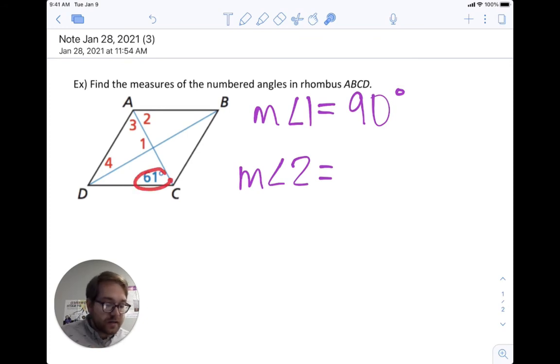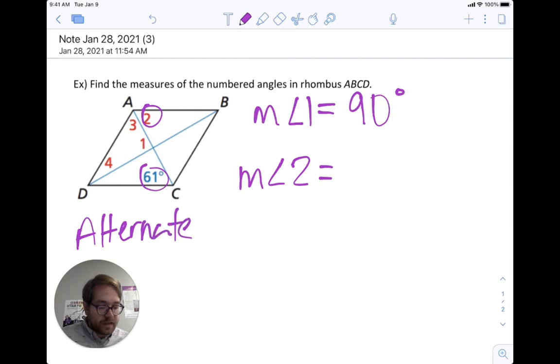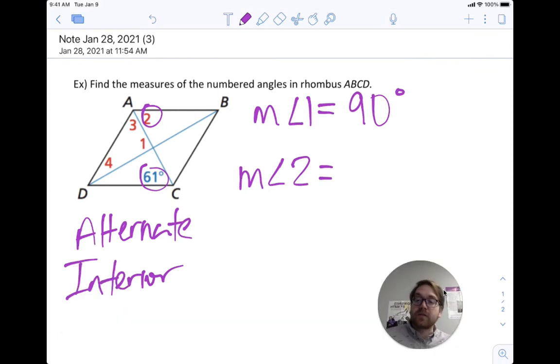So if this angle is 61 degrees and this angle 2, if you remember, those two are alternate interior angles to each other. And if you remember, between parallel lines, alternate interior angles are congruent. So if this is 61 degrees down here, it's also going to be 61 degrees at angle 2.